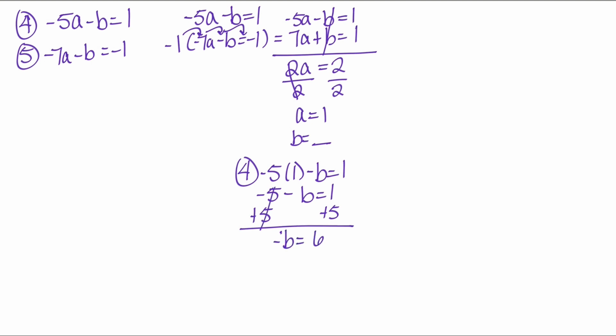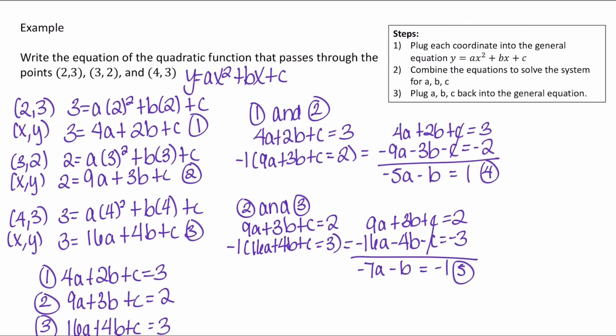Negative b, remember, is like negative 1 times b. So I need to divide both sides by negative 1 to get that negative to cancel. And I have b equals negative 6. And then now I finally need to find the value of c. So I'm just going to pick one of these original equations that had c in it in the first place.